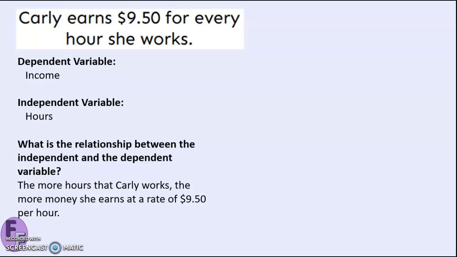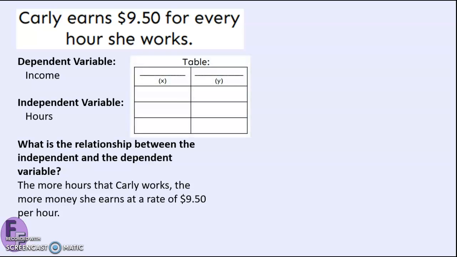We can put this information into a table. We'll place our X on the left and our Y on the right. Our X is our hours, our independent variable. The Y is the income. And our rule is the relationship. What do we do to X to make Y? Well, we're going to multiply X by 9.50.